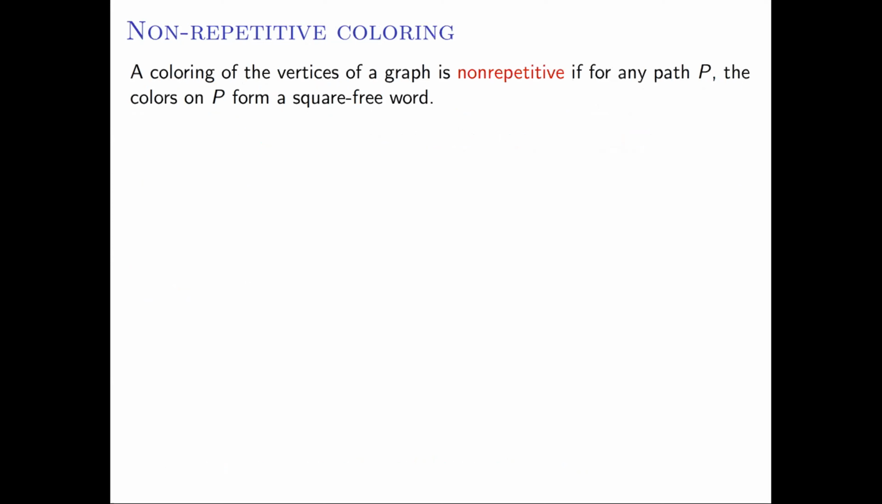And we say that a coloring of the vertices of a graph is non-repetitive if for any path in the graph, the sequence of colors on this path forms a square-free word, okay? So you want to forbid all possible paths that would be repetitive. So in particular, for any edge, you don't have the same color on the two endpoints of this edge, because this would be a repetition of size 2. And an edge is just a path on two vertices. Okay, so a non-repetitive coloring is also a proper coloring.